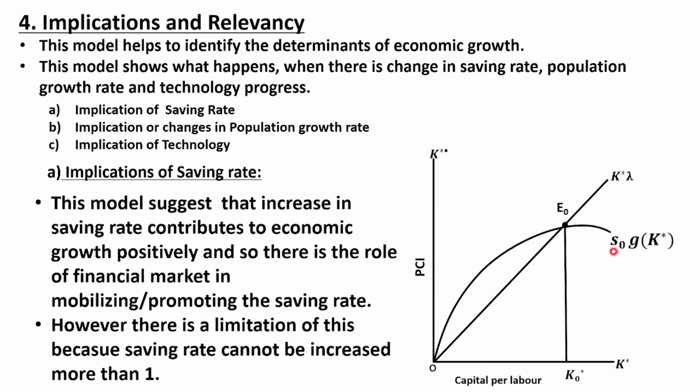Now let's suppose that our saving rate increases from S0 to S1 as shown in the figure. When our saving rate increases from S0 to S1, it also increases the equilibrium point from E0 to E1. That means the saving rate has a positive relationship with economic growth. So when the saving rate increases, it increases the economic growth and the steady state equilibrium as well, as you can see from the given arrow.